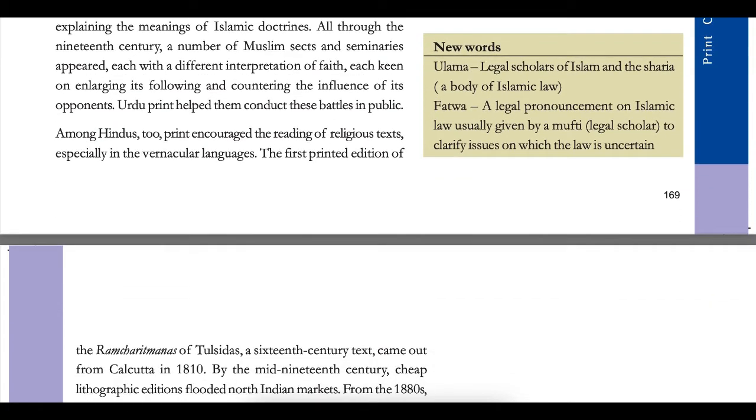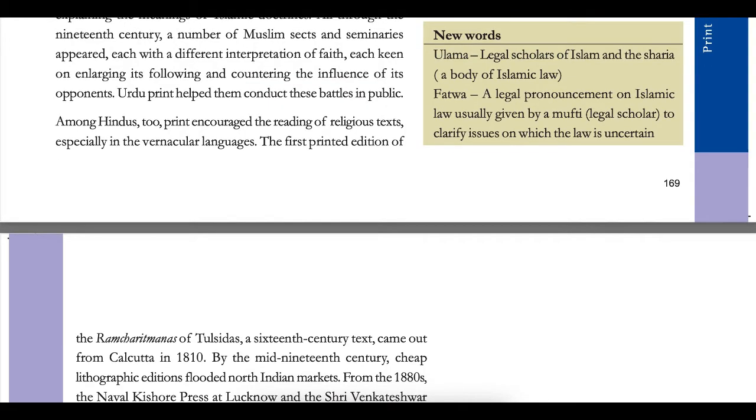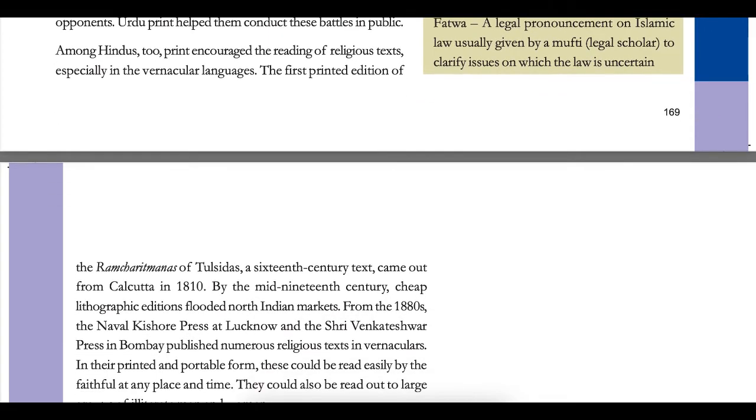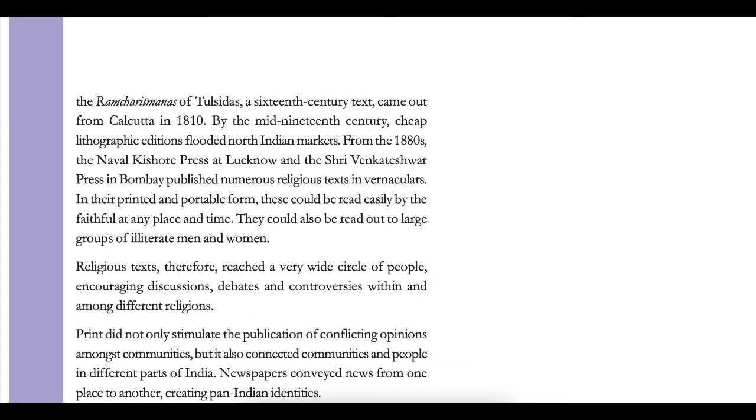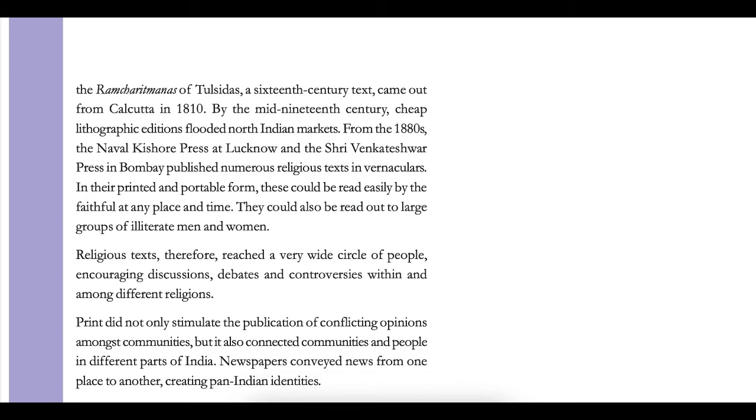Among Hindus too, print encouraged the reading of religious texts, especially in the vernacular languages. The first printed edition of the Ramcharitmanas of Tulsidas, a 16th century text, came out from Calcutta in 1810. By the mid 19th century, cheap lithographic editions flooded North Indian markets. From the 1880s, the Naval Kishore Press at Lucknow and Sri Venkateshwar Press in Bombay published numerous religious texts in vernaculars.